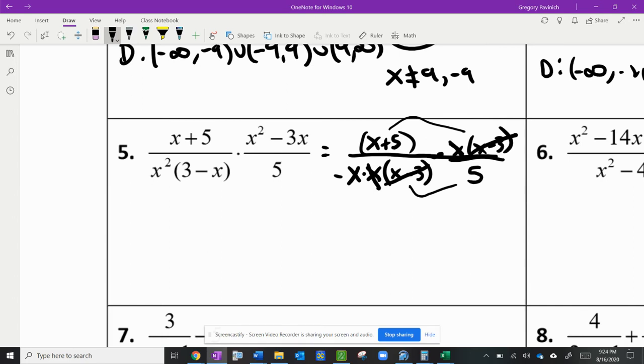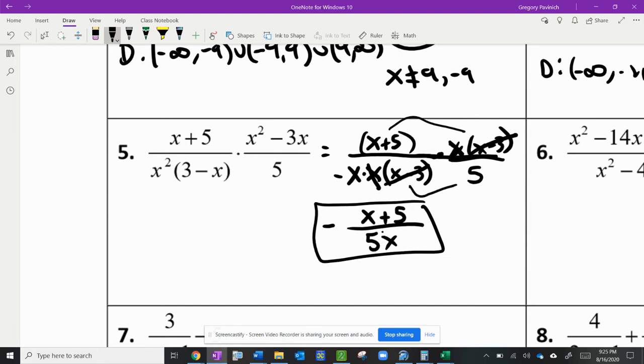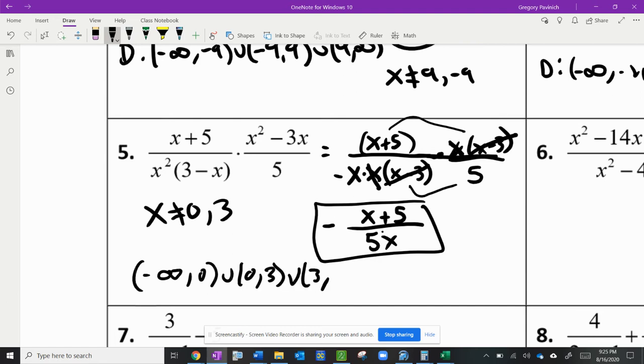So I'm left in my numerator with x plus 5. And in the denominator, I'm going to take that negative and bring it out in front. 5x. There we go. And if we look at our denominator, x can't equal 0, and it couldn't have equaled, what was that? A positive 3. So negative infinity to 0, union 0 to 3, union 3 to infinity.